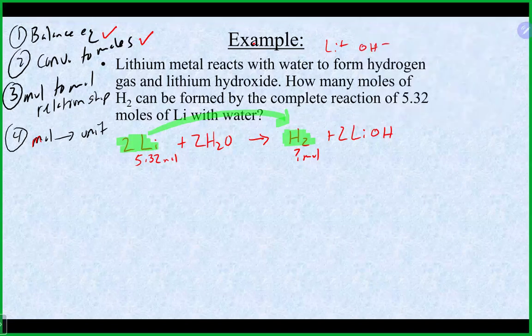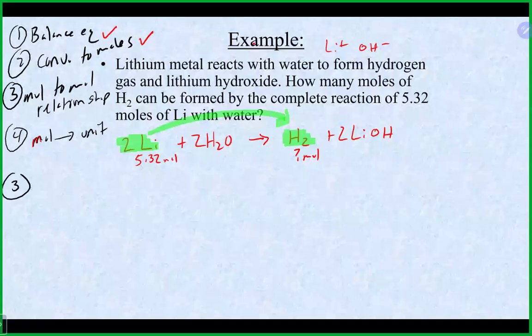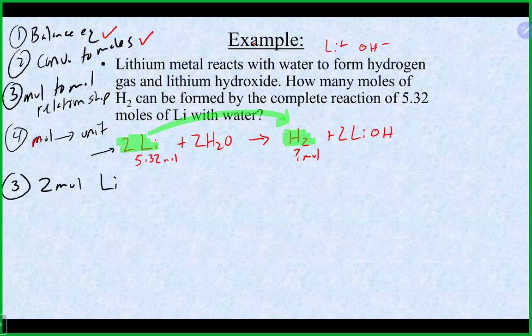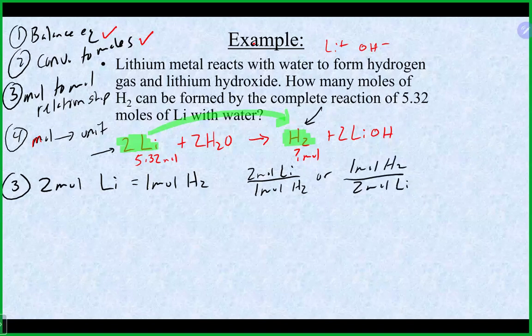And we're going to do that. Once again, it is simply just the coefficient. From the balanced equation for step number 3 here, I can see that for every 2 moles of lithium that I put in there, I will get out 1 mole of hydrogen. And that is going to give us 2 options for a conversion factor. We could do 2 moles of lithium over 1 mole of hydrogen, or 1 mole of hydrogen over 2 moles of lithium. Once again, we're not going to use both of these. We're just going to use the one that we need.